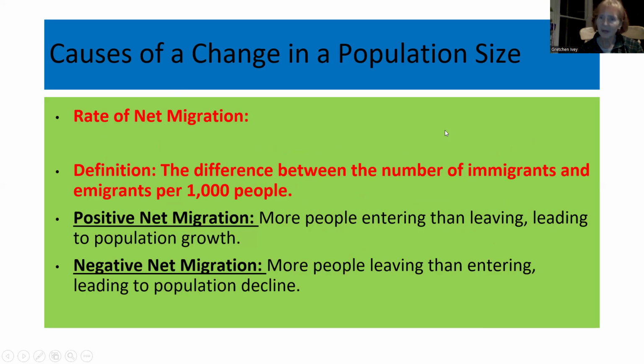Now, the rate of net migration. So, what does that mean? That's the difference between the number of immigrants and emigrants per 1,000 people. Your immigrants are people coming in, your emigrants are people leaving. So, positive net migration: more people entering than leaving, leading to population growth. So obviously then negative net migration: more people leaving than entering, leading to population decline.